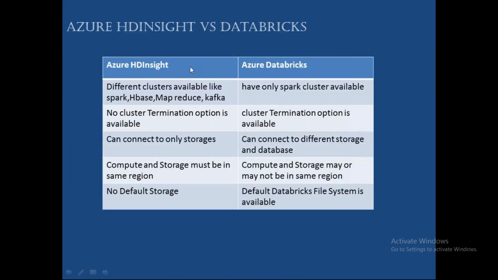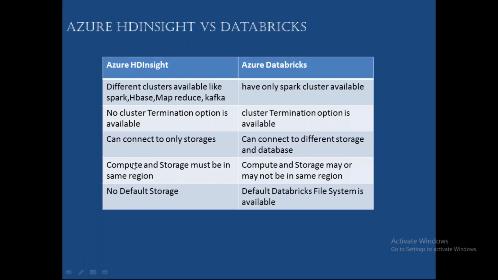Next, Azure HDInsight versus Databricks. See, different clusters are available in HDInsight, like Spark, HBase, MapReduce, Kafka, but only the Spark cluster is available in Azure Databricks. No cluster termination option is available in Azure HDInsight, but in Databricks the termination option is available. You can restart the cluster there, but here no restart is available. HDInsight can connect only to storages, maybe Blob Storage or Data Lake Storage Gen1, Gen2. Databricks can connect to different storages and databases.